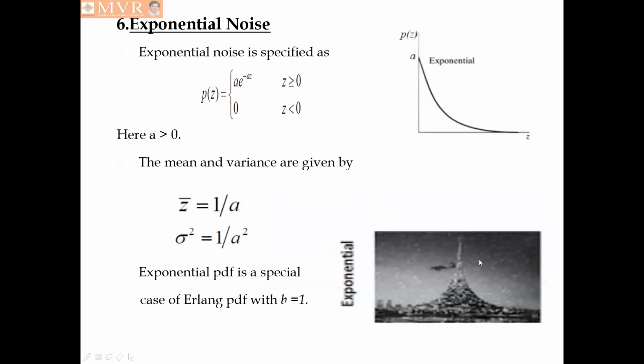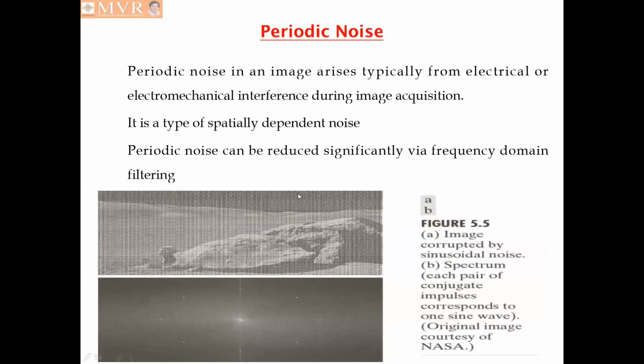And we have exponential noise. Here you can see the noise present in this image is called exponential noise, and this is the exponential curve of the noise probability. Exponential noise is specified as P(z) equals a times e to the power minus a z. Here also we can define the mean value as well as the variance. The exponential probability density function is a special case of the Erlang PDF with b equal to 1.